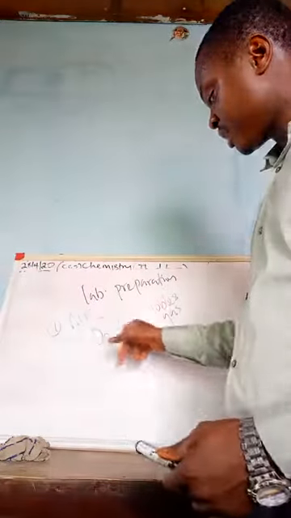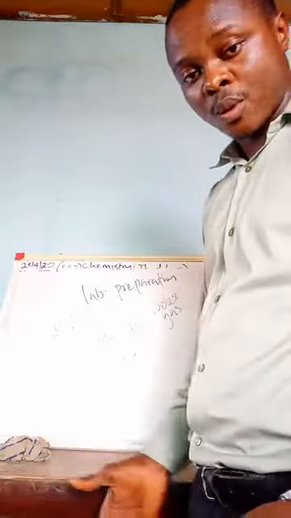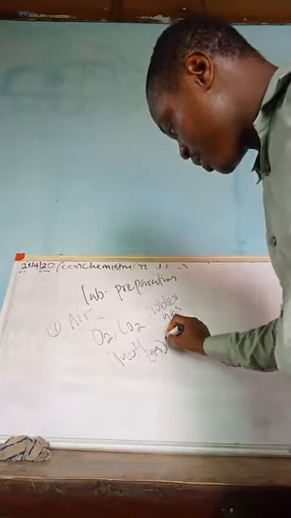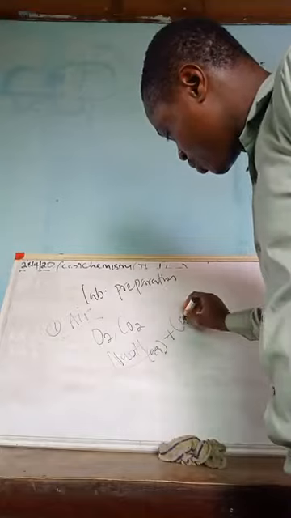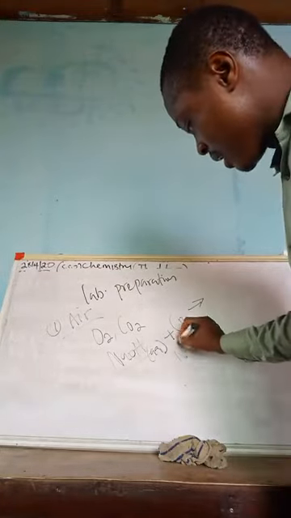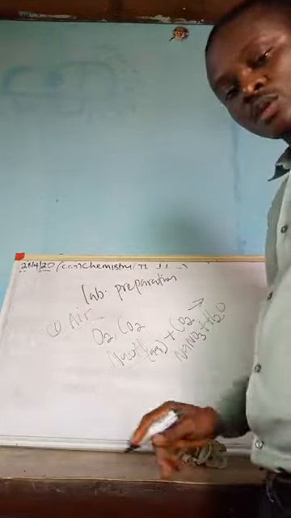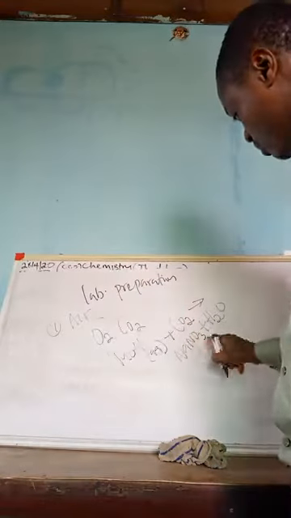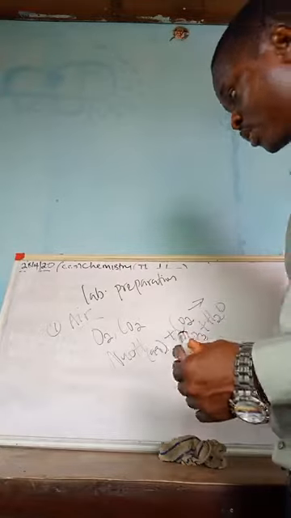When sodium hydroxide sees carbon dioxide, it combines with it to form sodium carbonate, as we are going to see in this reaction. This is sodium hydroxide in aqueous form. When it sees carbon dioxide, CO2, it's going to react with it. When it reacts, it's going to give us Na2CO3 plus water. By so doing, your carbon dioxide is out because it has formed sodium carbonate.